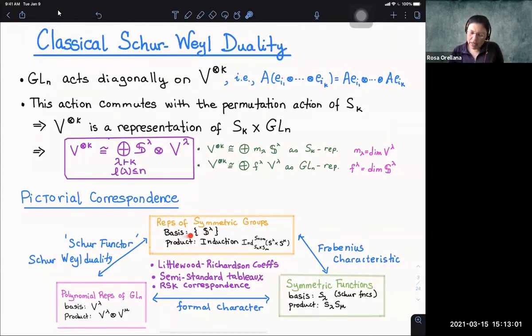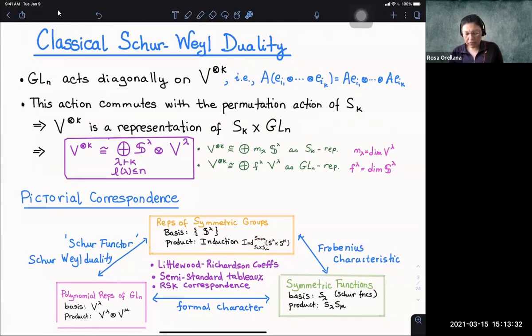But as a ring, it has a basis, and the basis here is the irreducible representations for all possible symmetric groups, right? And the product is given by induction. If you don't know what that means, it's just a way to construct representations for bigger symmetric groups from smaller ones, right? So, induction of representations.